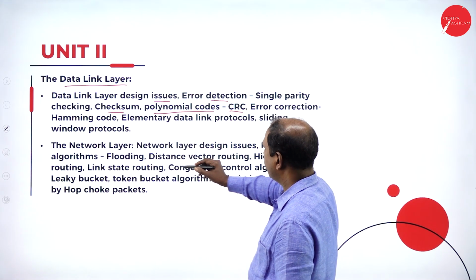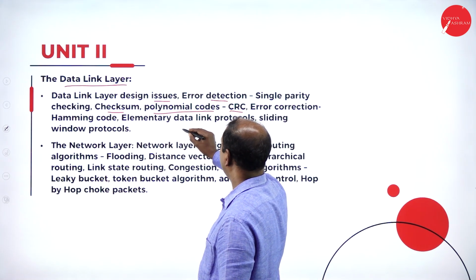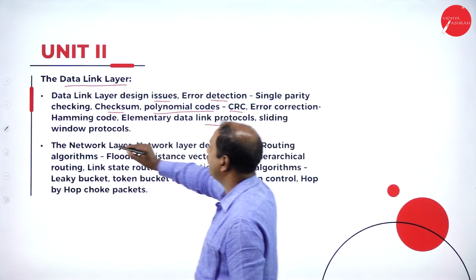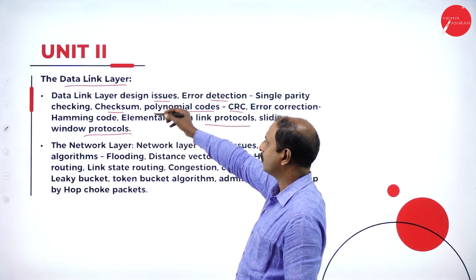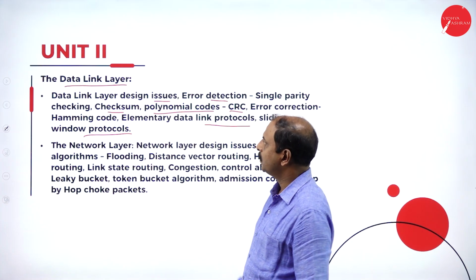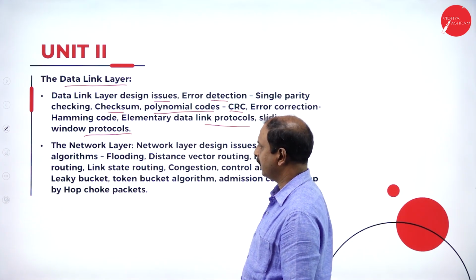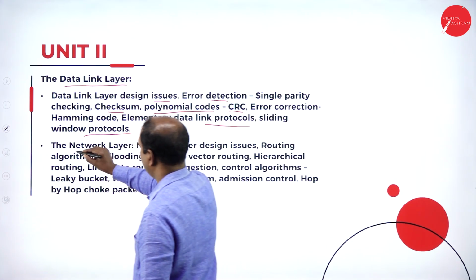And apart from that, Hamming code and elementary data link protocols, sliding window protocols. These are the topics to be covered in Unit 2 under the data link layer. And another chapter is the network layer.